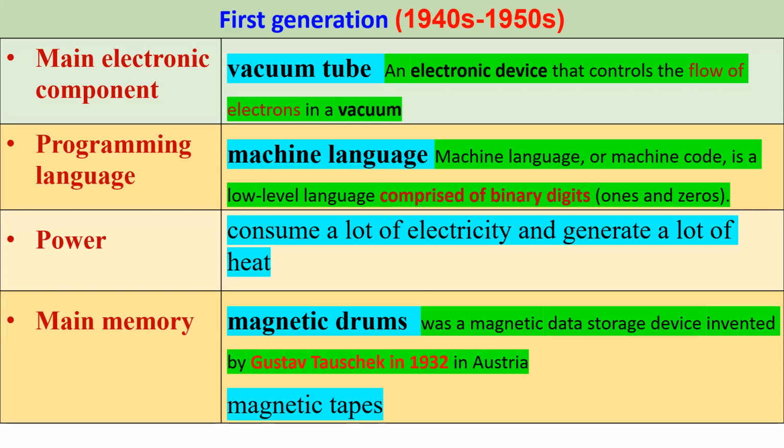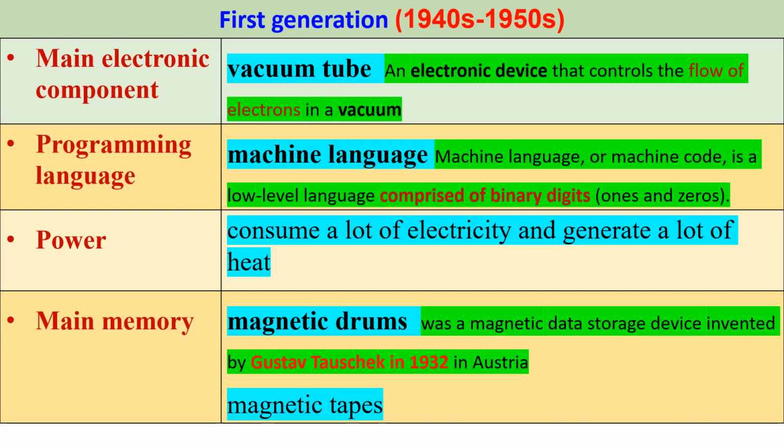Then if you consider the programming language, mainly they used machine language. Machine language is a language containing only ones and zeros. All the instructions you give to the machine are through ones and zeros.